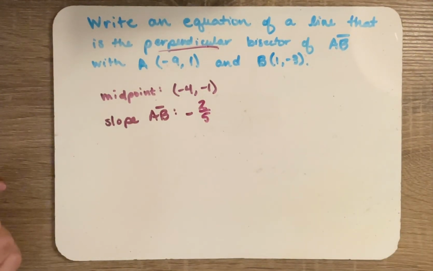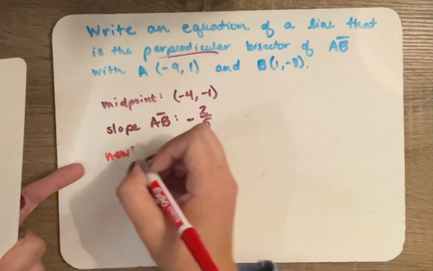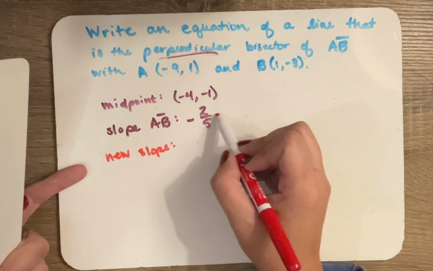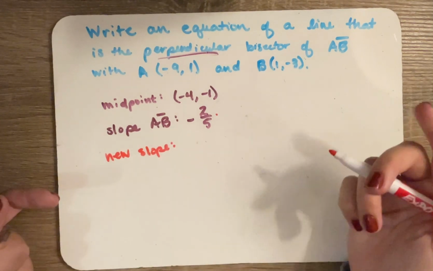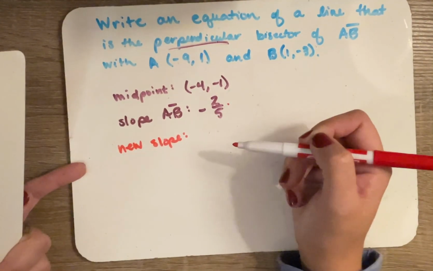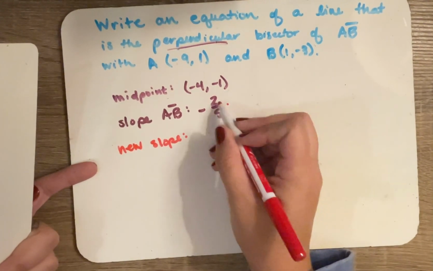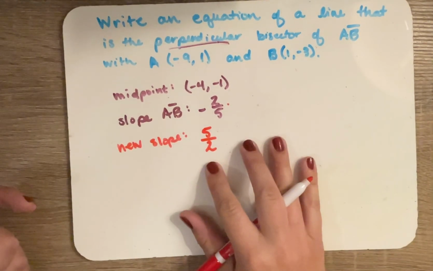So I also have the slope of segment AB is -2/5. I'm looking for a perpendicular line, which means that my new slope, the slope of the perpendicular bisector, will be the opposite reciprocal of the original slope. Opposite meaning I'm changing the sign, reciprocal meaning to switch the numerator and denominator. So this will be a positive slope. 5 will now be in the numerator and 2 will be in the denominator.